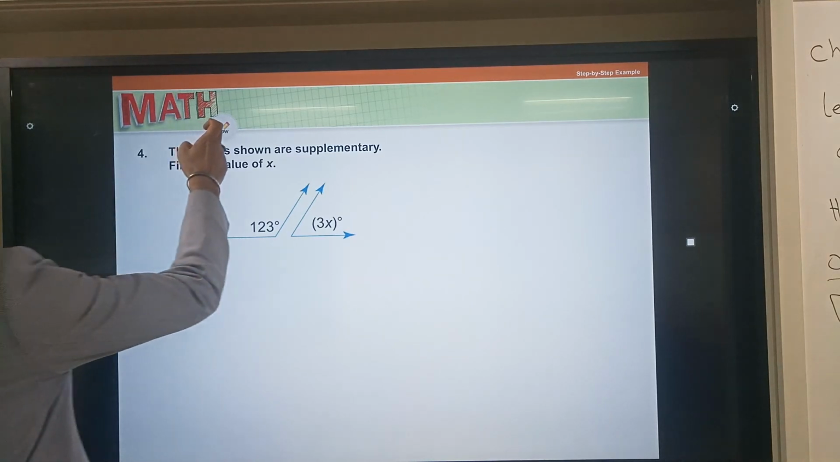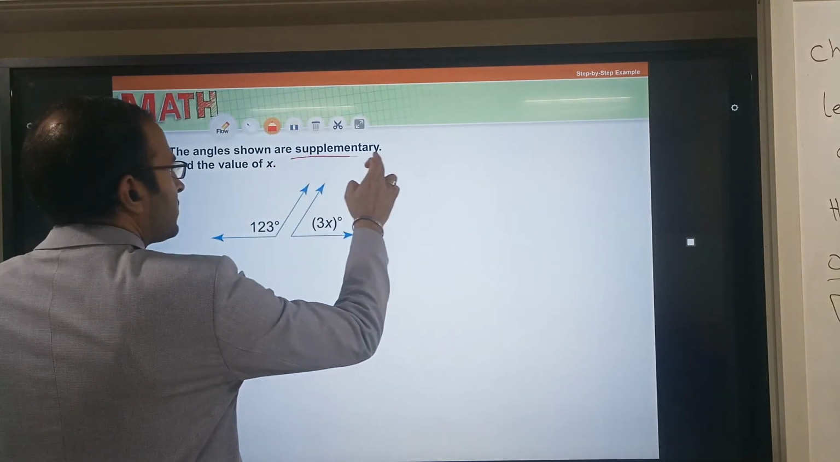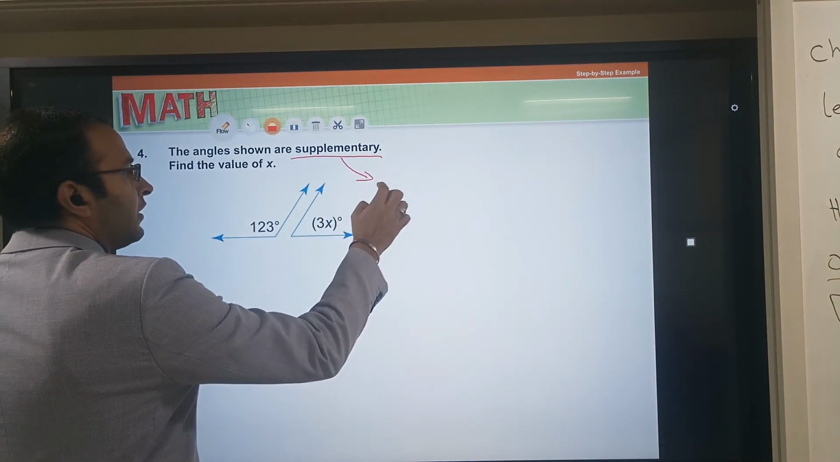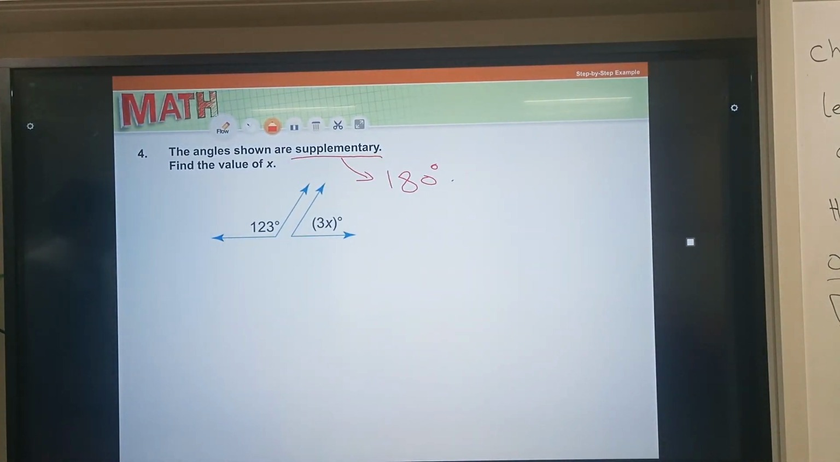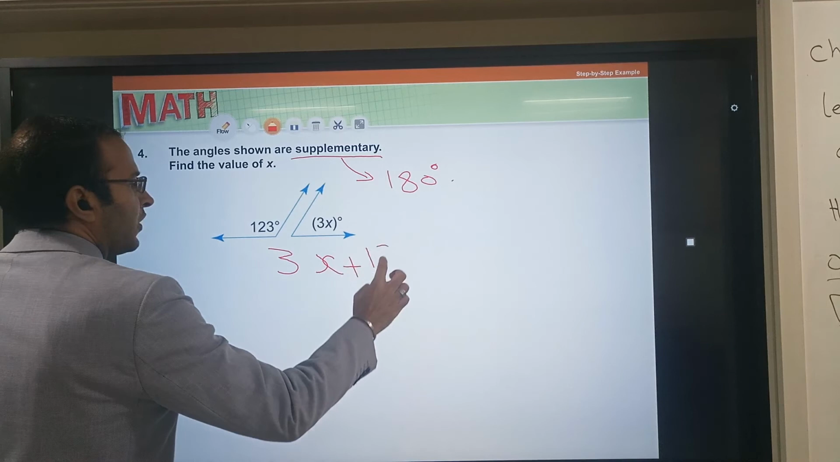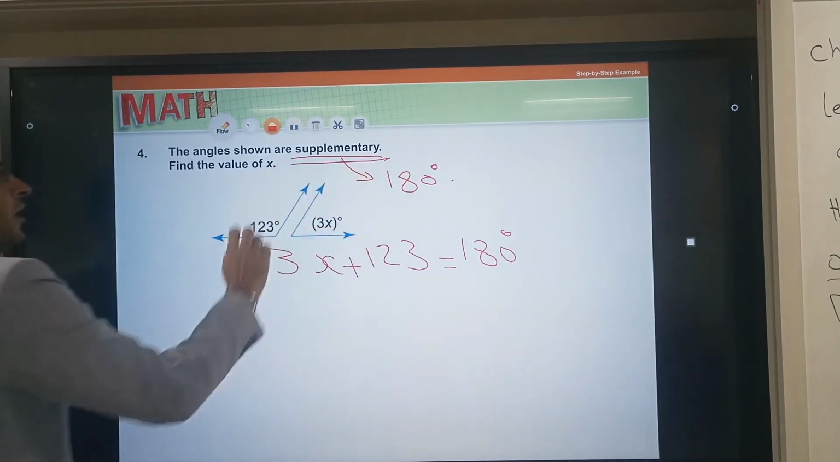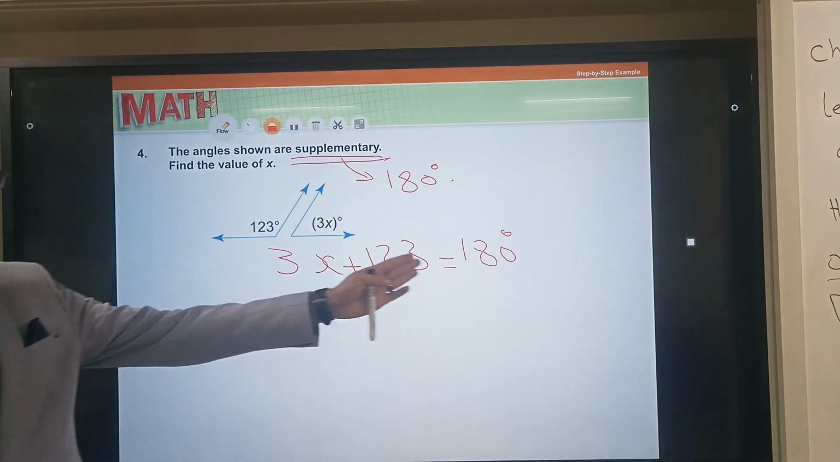Excellent, my friend. They are two angles, and these two angles are supplementary. So the sum of their measures is equal to 180. So we will do 3x plus 123 is equal to 180, because he said the two angles are supplementary, so the sum of their measure is 180.